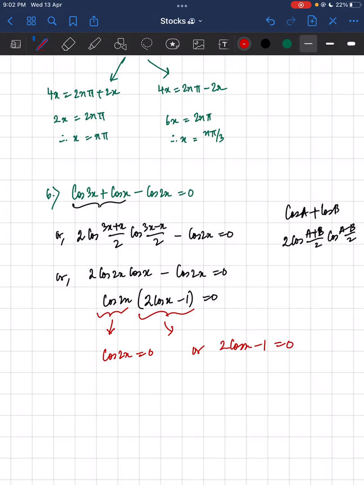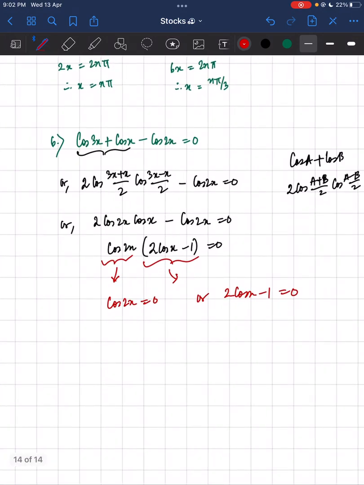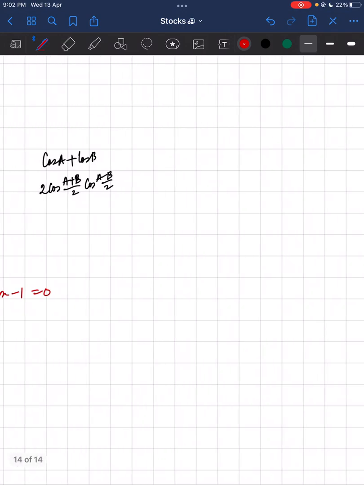Okay, so now cos 2x equal to 0. Now we need to find the general solution of these two separately. So for cos 2x equal to 0, we need to think of when cos x becomes 0. For what values of x does cos x become 0?